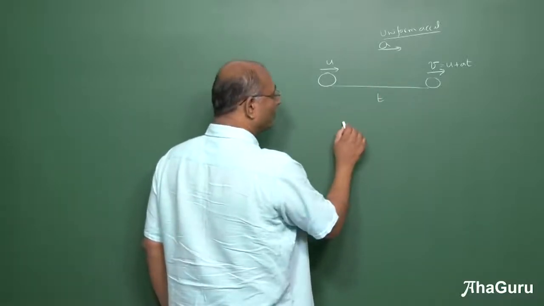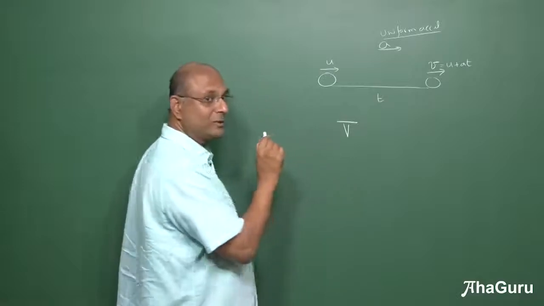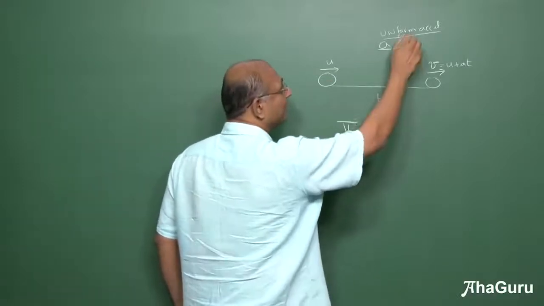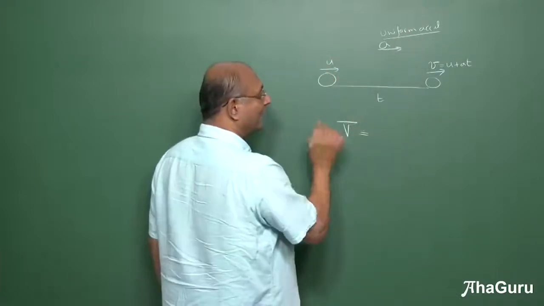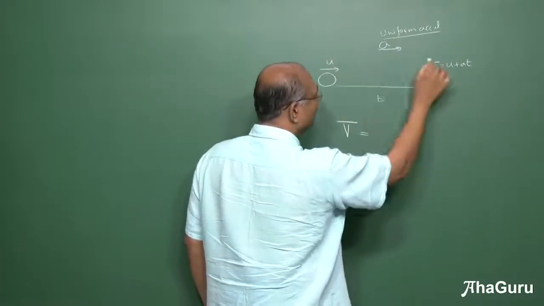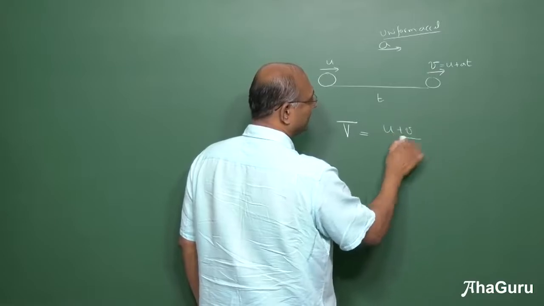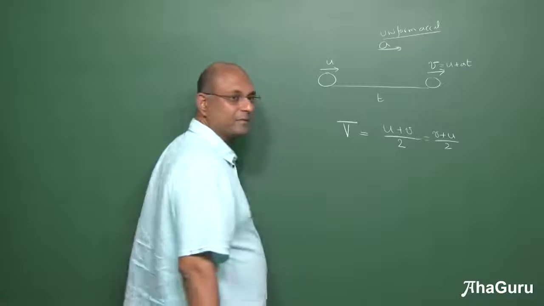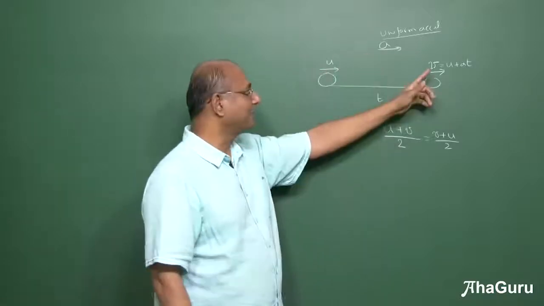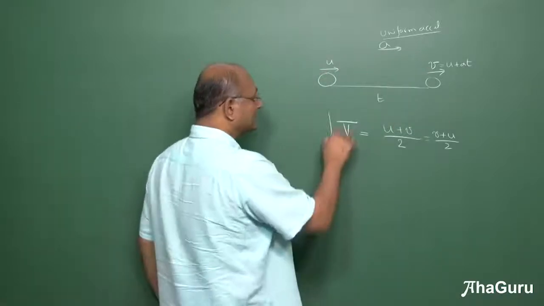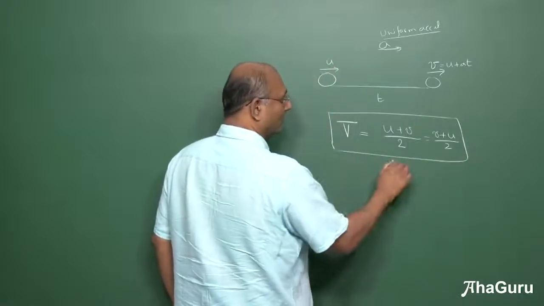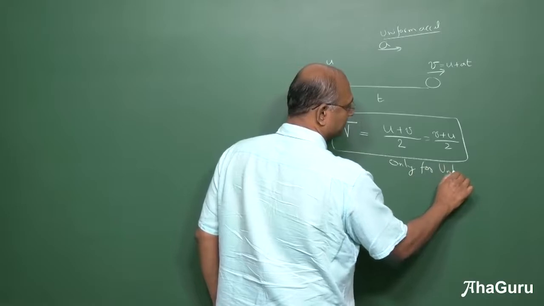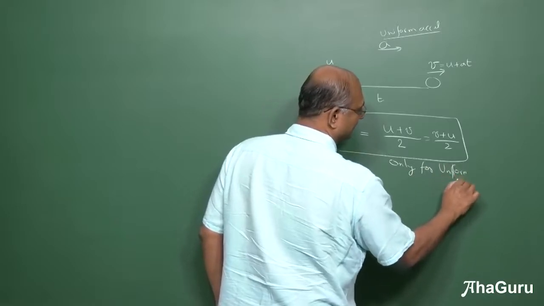Now, there is one rule that I'm going to say without actually proving it. We'll worry about the proof later. Average velocity for uniform acceleration only. Average velocity is u plus v by 2, or v plus u by 2. Final plus initial, initial plus final, doesn't matter, by 2. Now this is not true always. Only for uniform acceleration.